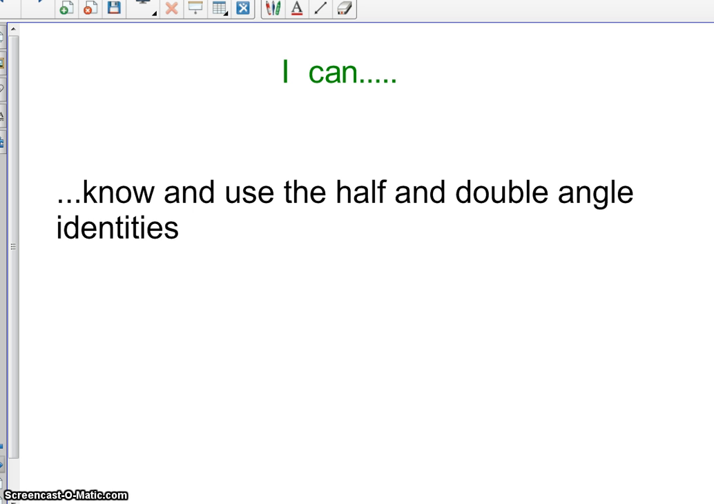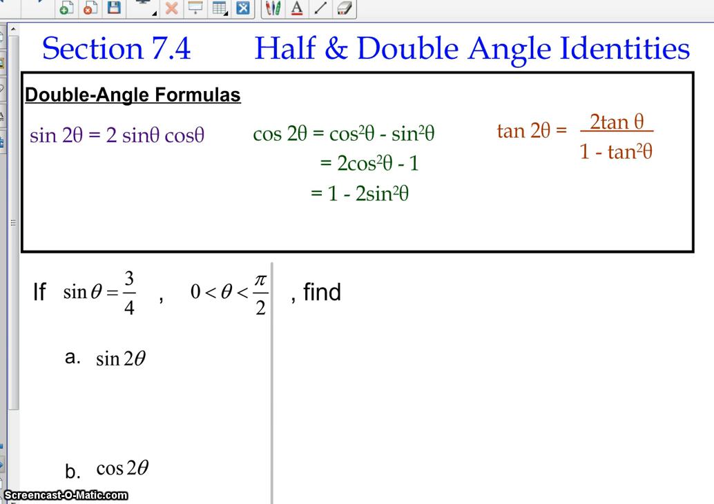Now they're on our blue sheet, and you're going to notice there's a bunch of different half angle and double angle formulas, especially for cosine. With sine, it's pretty basic. When we say the sine of 2 times an angle, it's always 2 times the sine of that angle times the cosine of that angle.